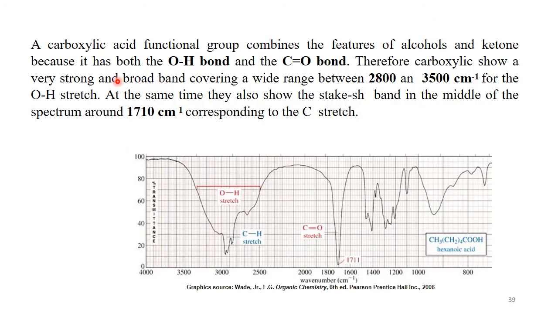A carboxylic acid functional group combines the features of alcohol and ketone because it has both the OH bond and the C double bond O bond. Therefore, carboxylic acids show a very strong and broad band covering a wide range between 2800 centimeter inverse and 3500 centimeter inverse for the OH stretch. At the same time, they also show the stake-shaped band in the middle of the spectrum around 1710 centimeter inverse corresponding to the C double bond O stretch. It is also shown in the figure.